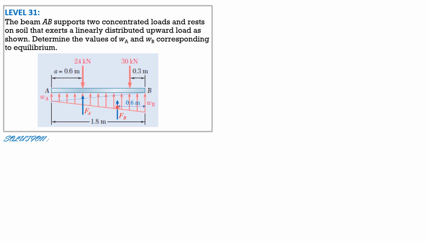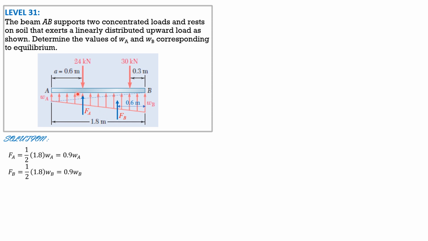So that 0.6 plus 0.6 is 1.2, which is 2/3 of 1.8. So FA is 1/2 of 1.8 times WA. So FA is 0.9 WA. FB is 1/2 of 1.8 times WB. So it is also 0.9 of WB.